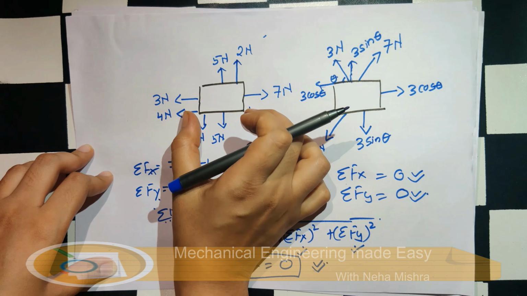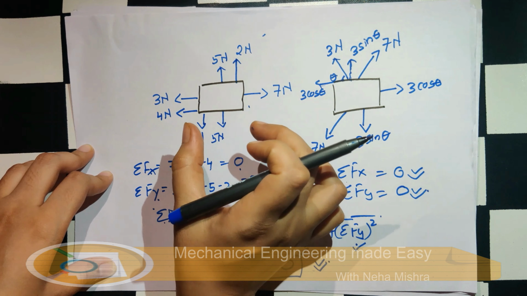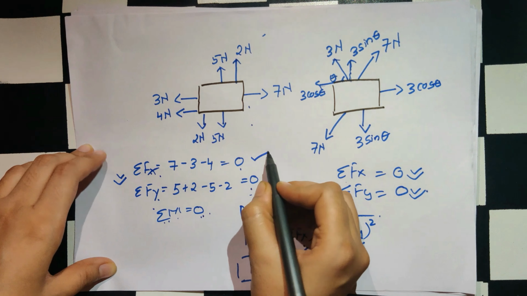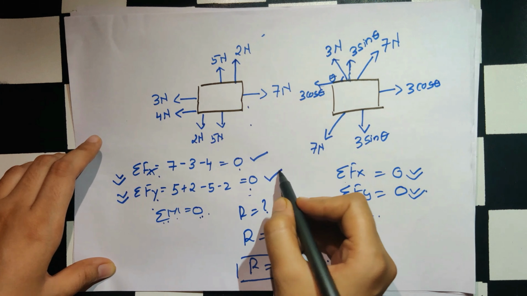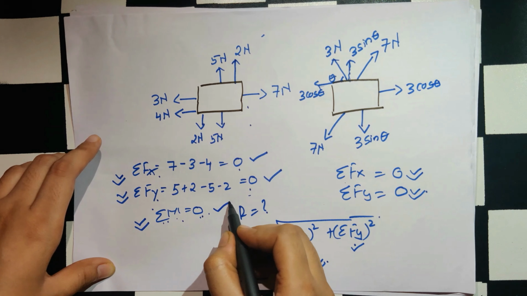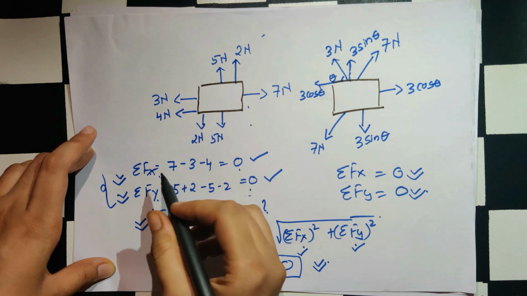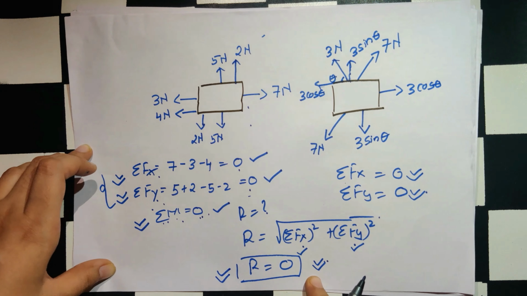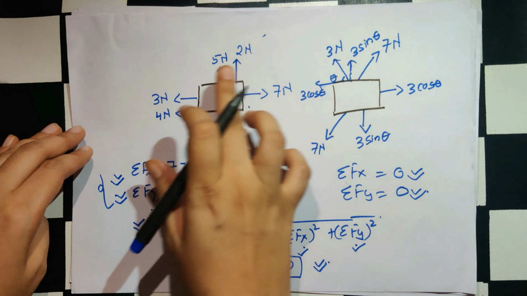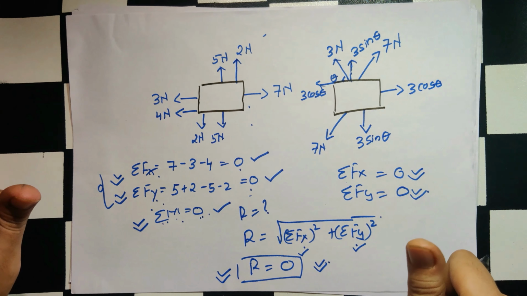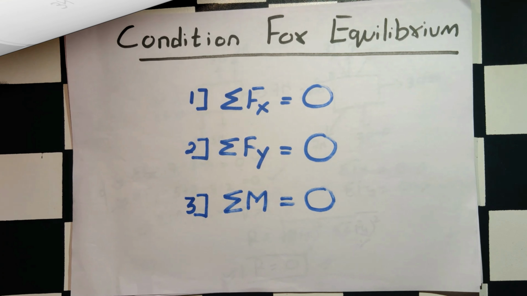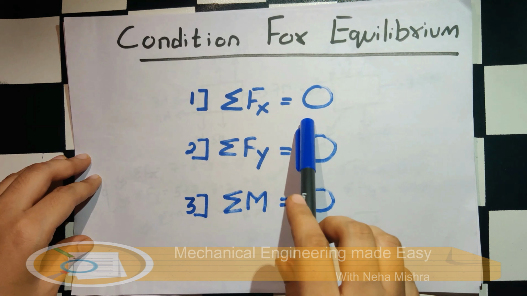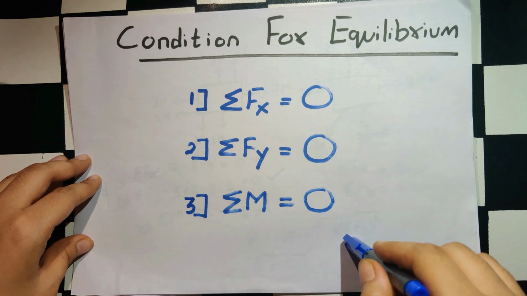And what condition is required for this block to remain in equilibrium? It is summation Fx has to be 0, summation Fy has to be 0, and summation of moment has to be 0. Again, summation Fx and Fy has to be 0 means what? Your resultant has to be 0. Only and only then your object will remain in equilibrium. Understood guys? So guys, we just saw the 3 conditions for equilibrium. Summation Fx 0, summation Fy 0 and summation of moment is 0.